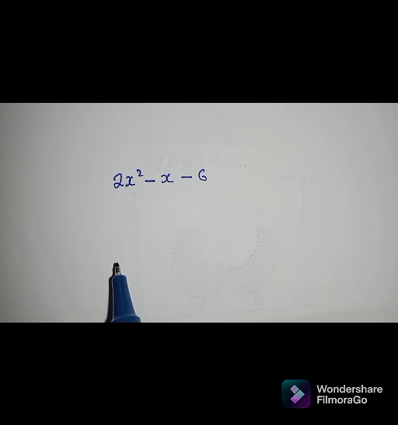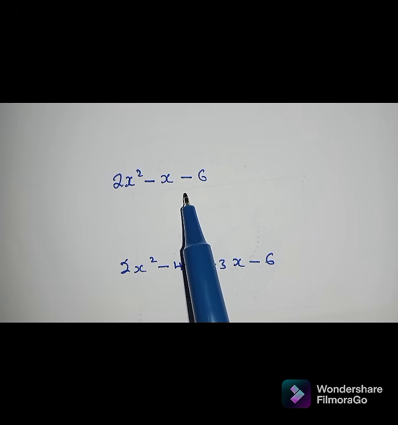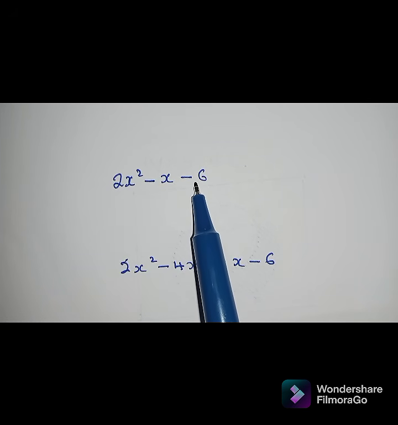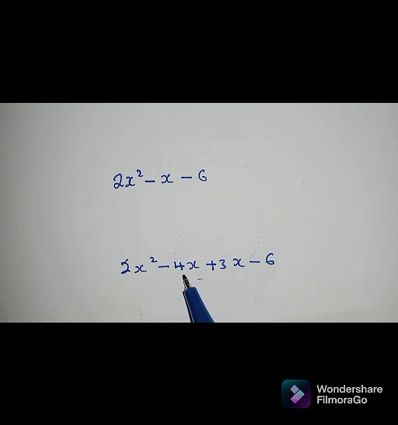So to factorize this, we just put 4x plus 3x minus 6 here. So where did I get these two? You find two numbers such that when you multiply them, they give you negative 12. And where is negative 12 coming from? It's from 2 multiplied by negative 6, which is the negative 12. In this case, our product is the negative 12. Our sum is negative 1. So two numbers such that when you multiply them, they give you negative 12, and when you add them, they give you negative 1. These are negative 4 and 3.